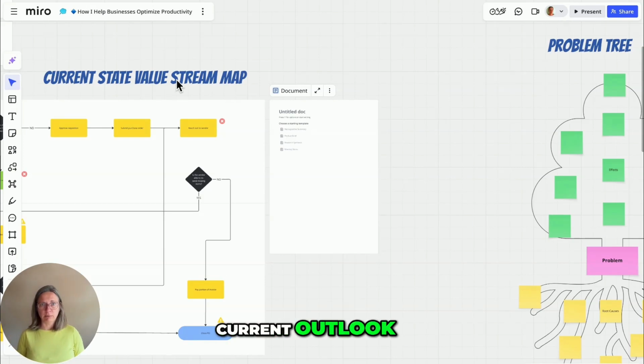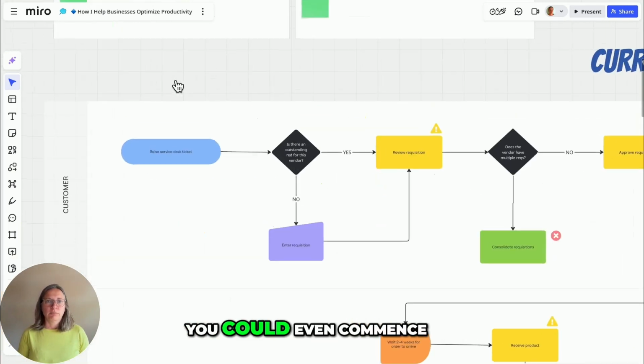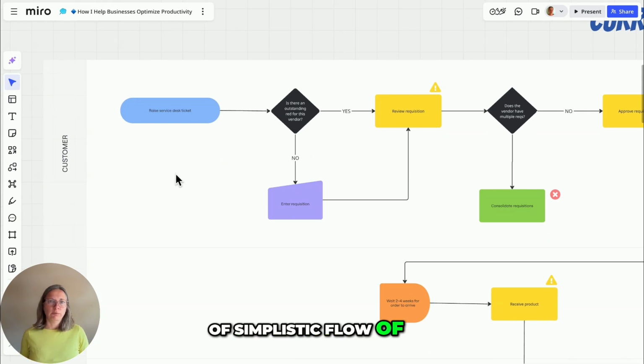Ideally, if this is the current outlook, you could even commence it as a kind of simplistic flow of the processes from the moment when we have a customer. So what's the flow of the process from the moment when we have a customer request for new functionality in our product, for example? Or what is the flow of the process from the moment when the customer creates a service desk ticket, and what are we doing next internally? How do we engage across teams, and how do we work towards fast ticket resolution for the customer?